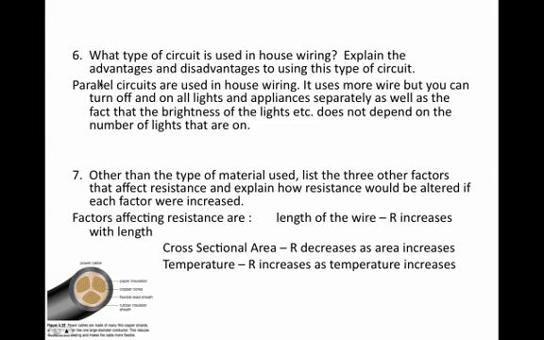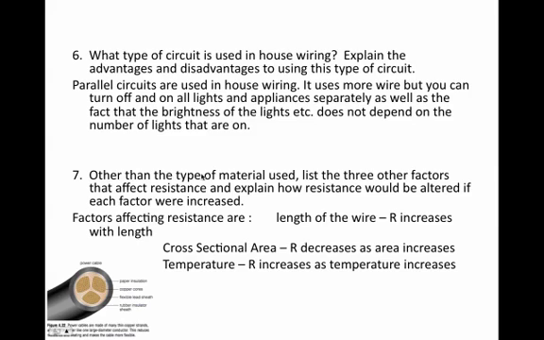Number 6, what type of circuit is used in household wiring? Household wiring uses parallel circuits. It uses more wire, but you can turn off or on lights and appliances separately, and the brightness of the house does not depend on the number of lights.